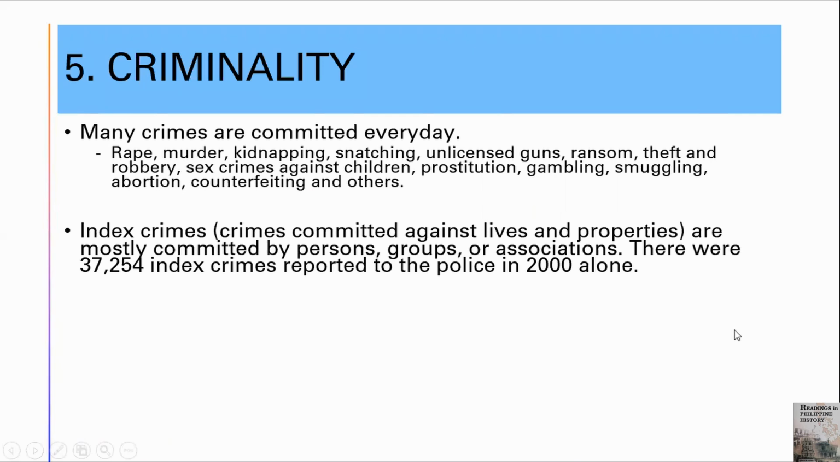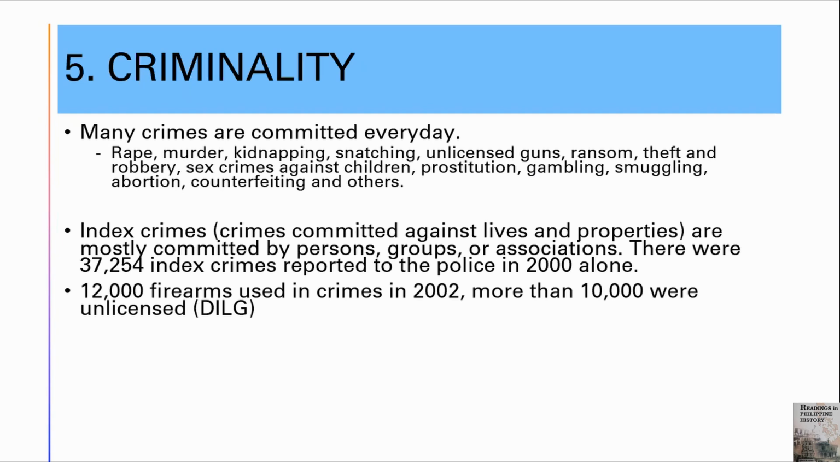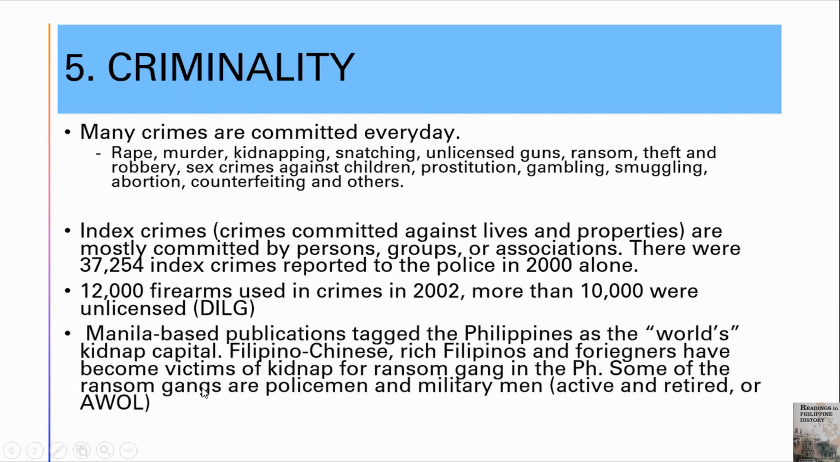12,000 firearms were used in crimes in 2002, and 10,000 of them were unlicensed. According to a Manila-based publication, the Philippines was tagged as the world's kidnap capital. Imagine that. Filipino-Chinese, rich Filipinos and foreigners have been victims of kidnap-for-ransom gangs in the Philippines.